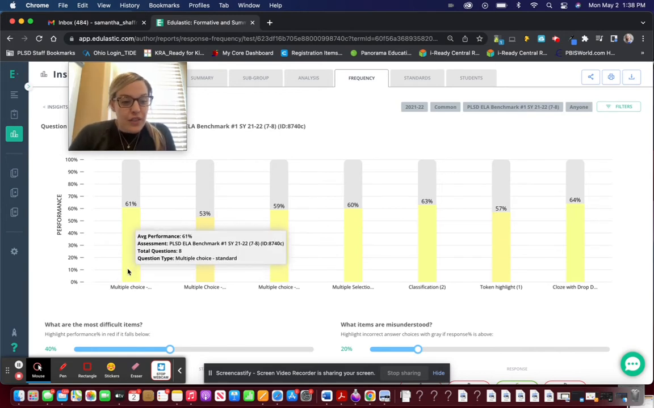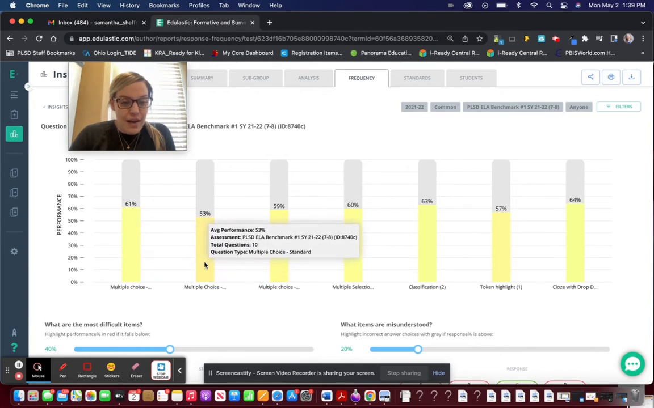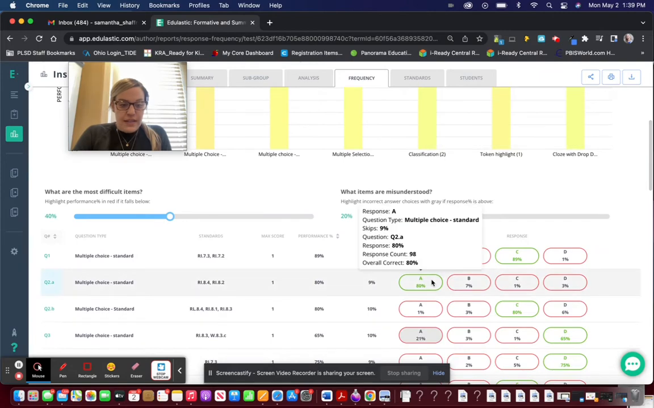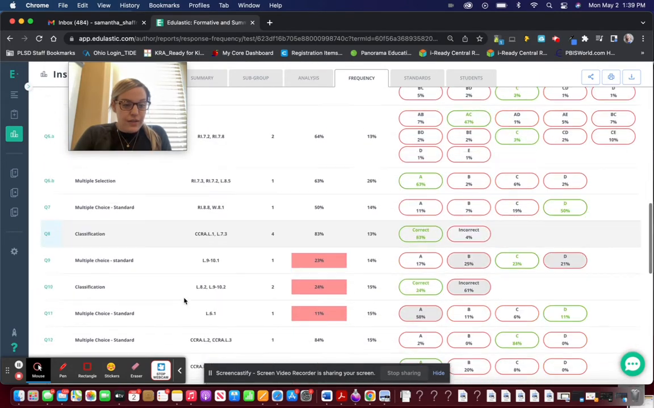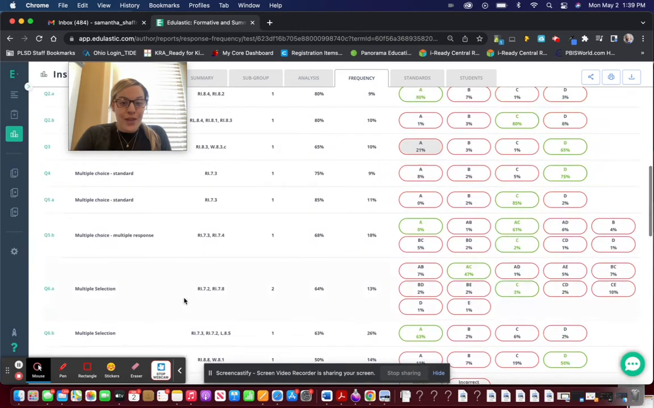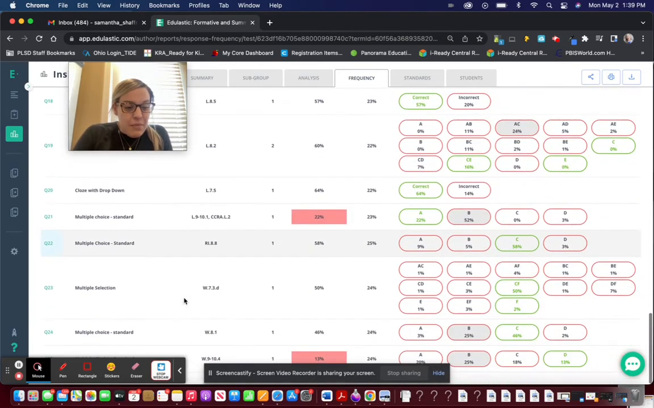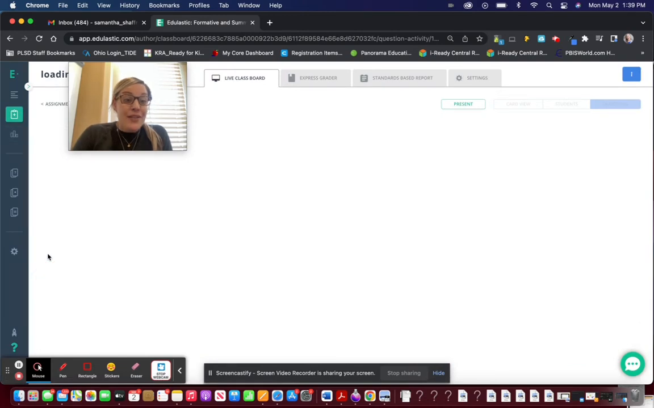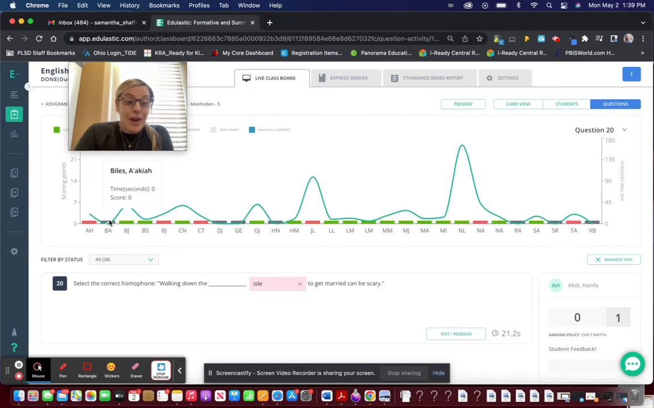So we've got multiple choice over here. We had 8 of those, and our students are doing pretty well on average here. Let's see, our highest percentage is the 64, close with drop down. And then we can see what types of questions those represent over here. This can be a way that you take a deep dive into the item and just see what these kids did. How long did they take?